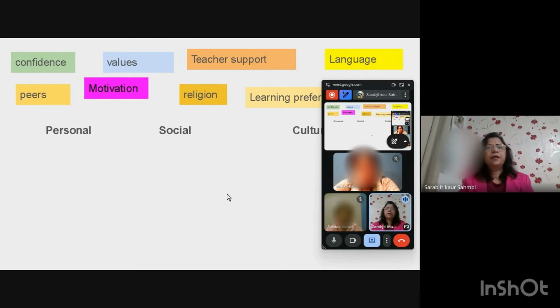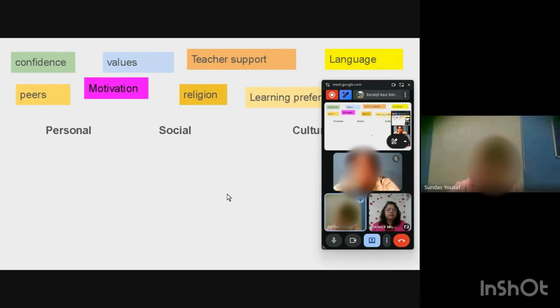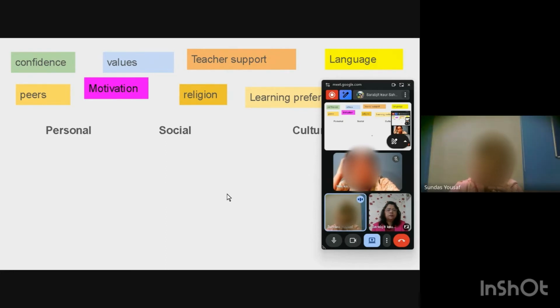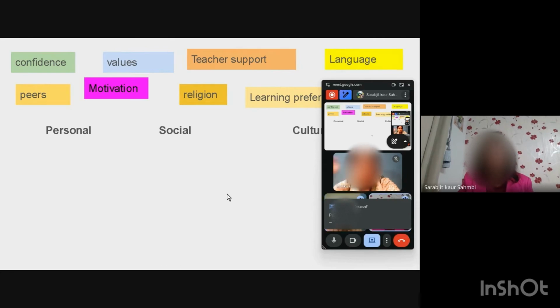Okay. Can you tell me the personal factors? What are the personal factors according to you? Yeah, as I have written: confidence, motivation, and learning preferences. Yeah, it's correct. Competence, motivation, learning preferences. Well done.